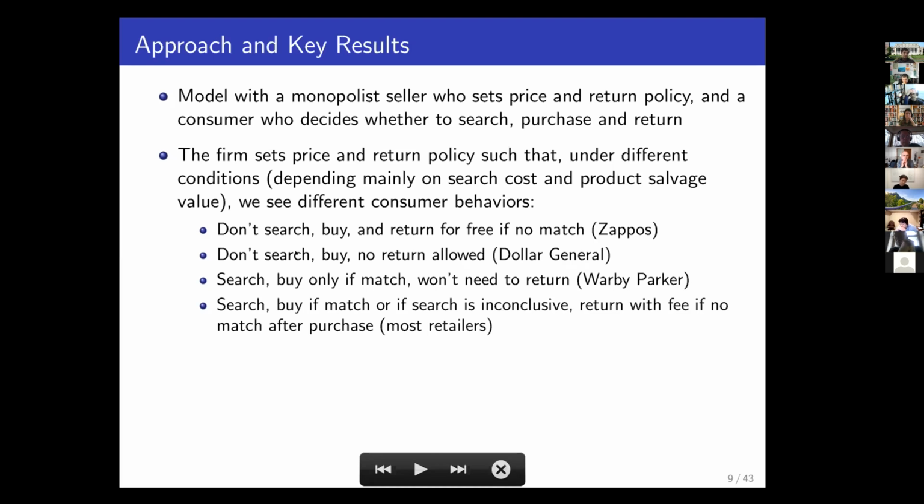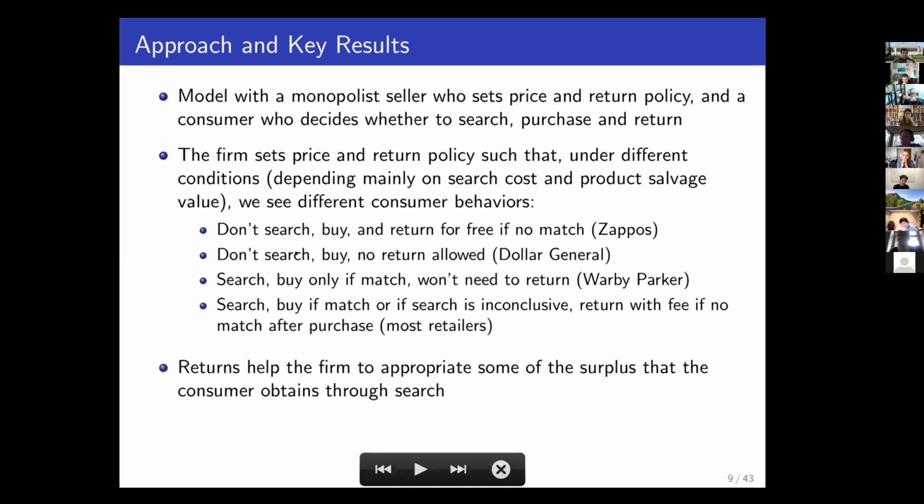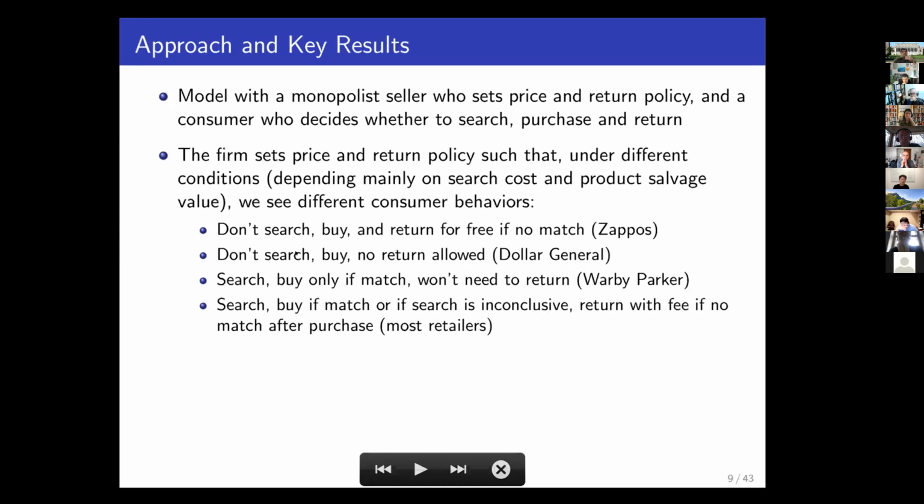And you can return if there is no match after purchase, right? So this is, I would say, most retailers with the return fee varying across retailers. And then another one, at a higher level. This is where I started, asking why do these things vary? And we're able to explain them.